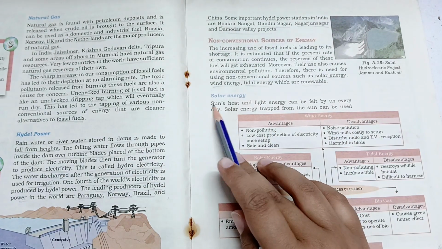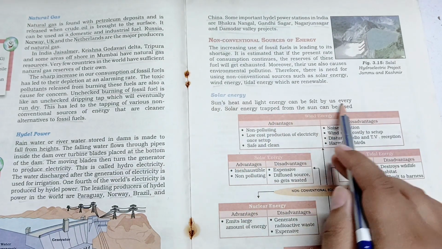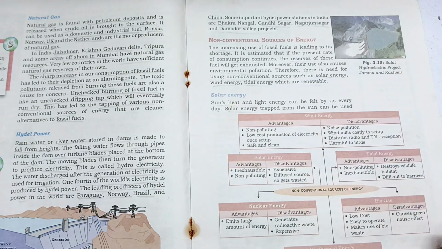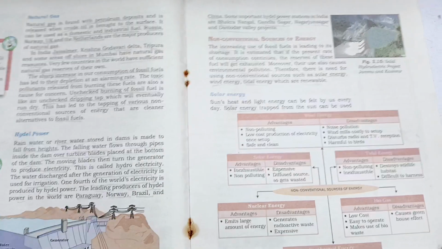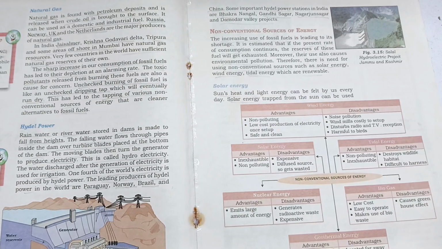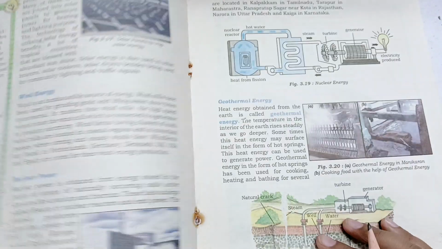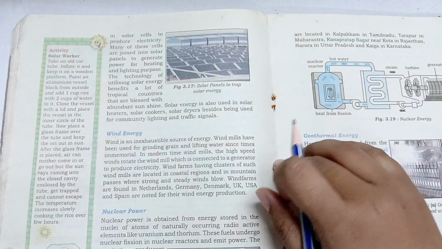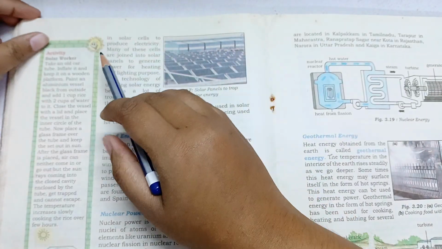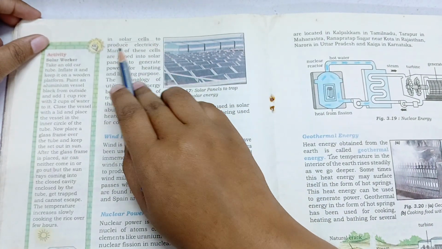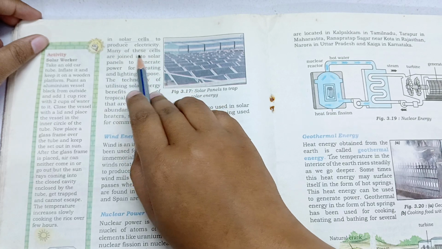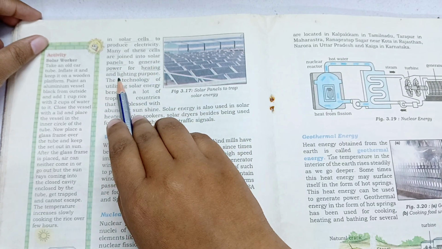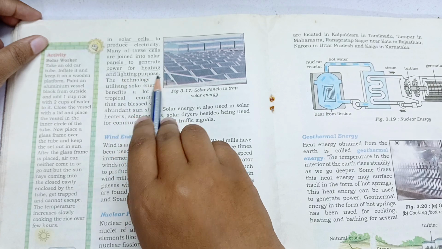Solar energy. The sun's heat and light energy can be felt by us every day. Solar energy trapped from the sun can be used in solar cells to produce electricity. Many of these cells are joined into solar panels to generate power for heating and lighting purposes.